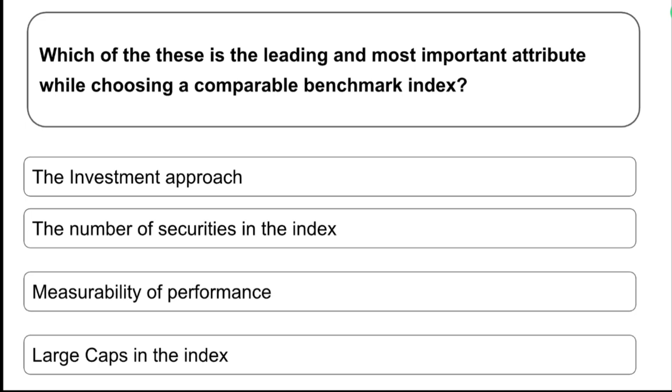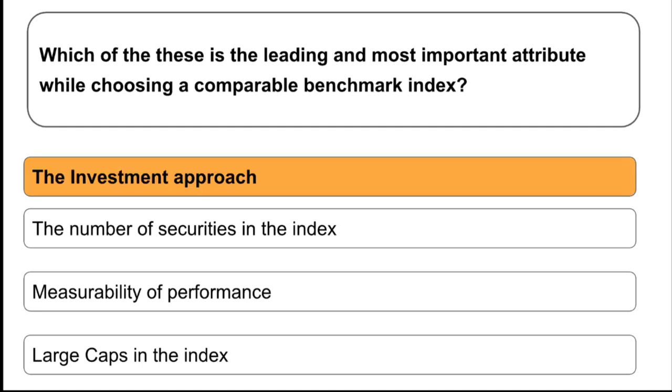Let's go to the next question. Which of these is the leading and most important attribute while choosing a comparable benchmark index? The options are: A, the investment approach; B, the number of securities in the index; C, the measurability of performance; D, large cap in the index. So the correct answer will be the investment approach. When you're comparing two benchmarks, you have to make sure their investment approaches are the same.